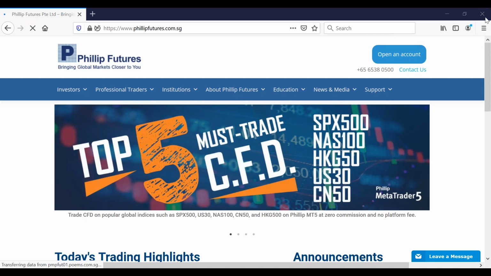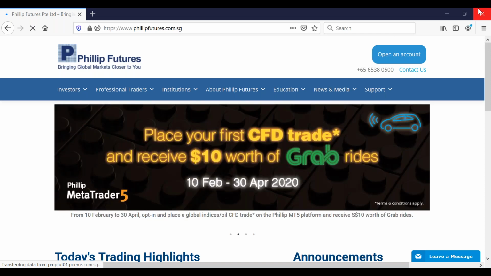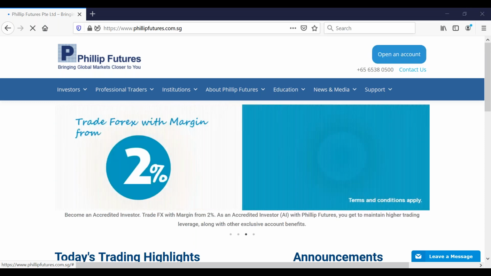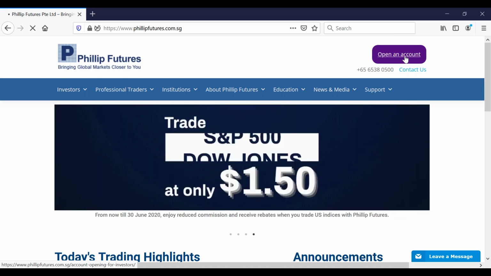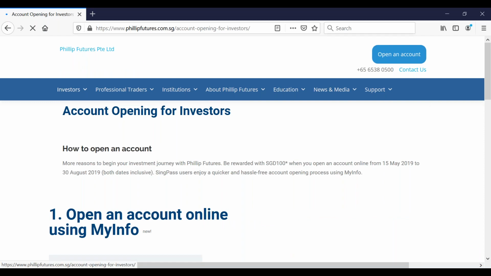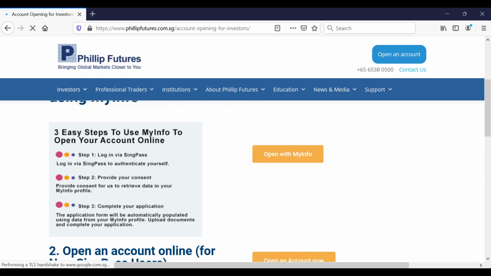All right, so if you go to our website, www.phillipfutures.com.sg, you'll be brought to this home page. Top right hand corner, you have an open an account, so just click on that. For Singaporeans, the easiest one would be to open with My Info. You need your SingPass, and then it will be much better to log in, and you don't have to do a video verification.